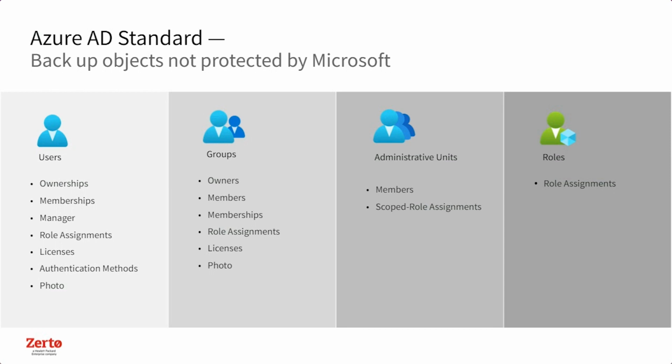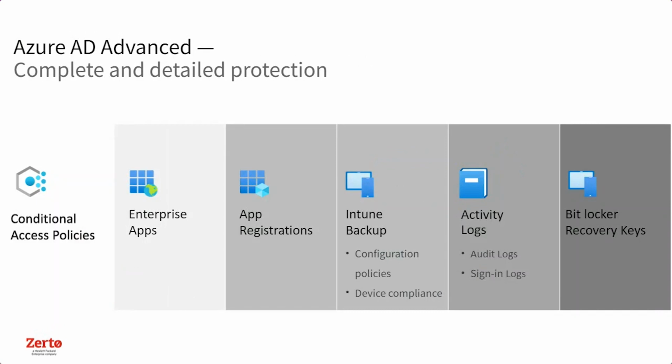But a lot of organizations, many times, will have a stronger security posture. And so there's an option to also purchase, as a SaaS environment, the Azure AD Advanced. Azure AD Advanced takes those original 4 groups that I've just mentioned, but now we also back up and store in an immutable format the customer's conditional access policies, their enterprise apps, registrations, their Microsoft Intune for endpoint management, and their BitLocker keys.